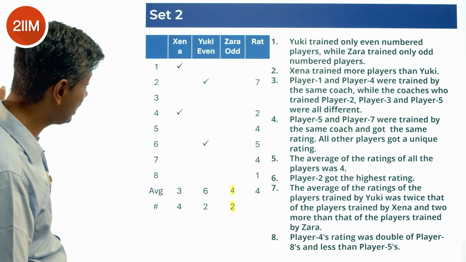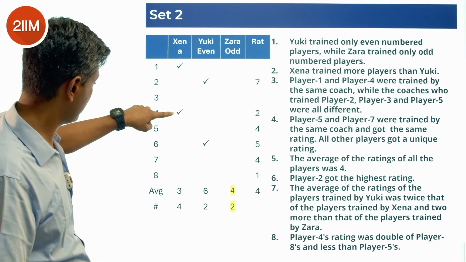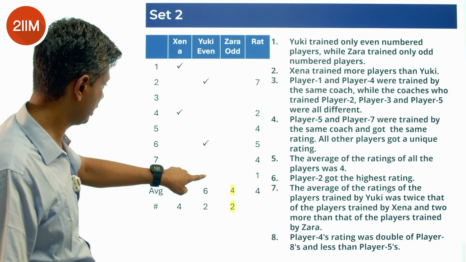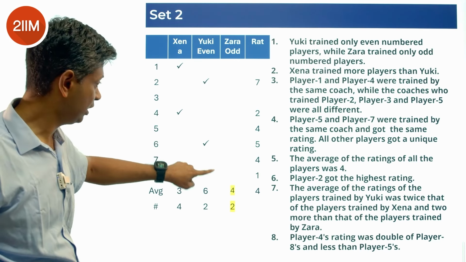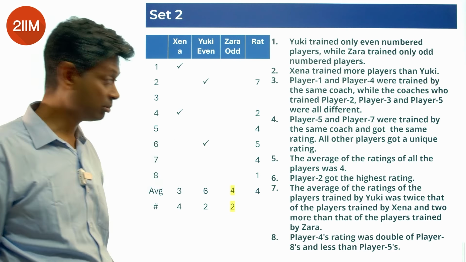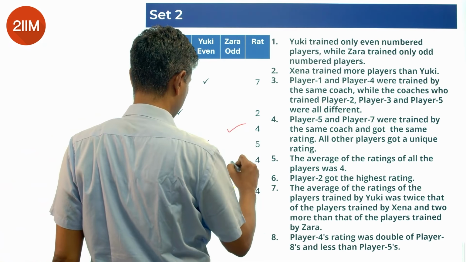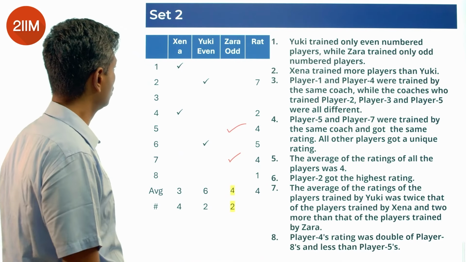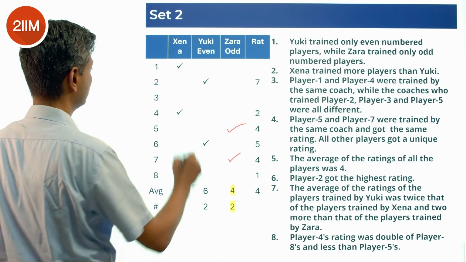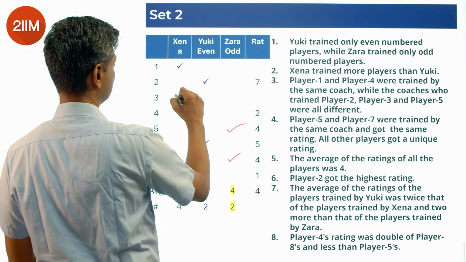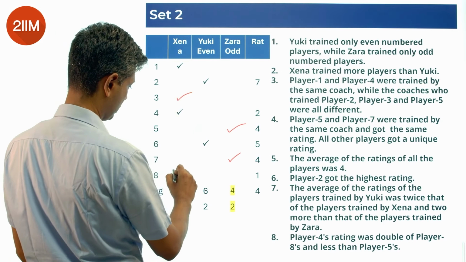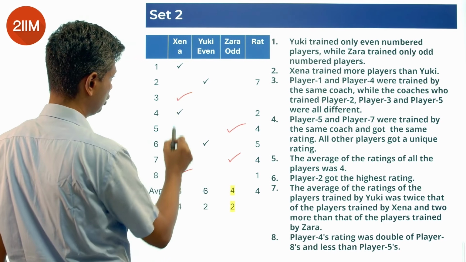Yuki trains only even numbered people. 4 is taken. 6 is taken. This is not 5. So Yuki trains player number 6 with a rating of 5. Zara trains player number 5 and 7 with a rating of 4. So Zena takes 1, 3, 4 and 8. Adding up 1, 2.